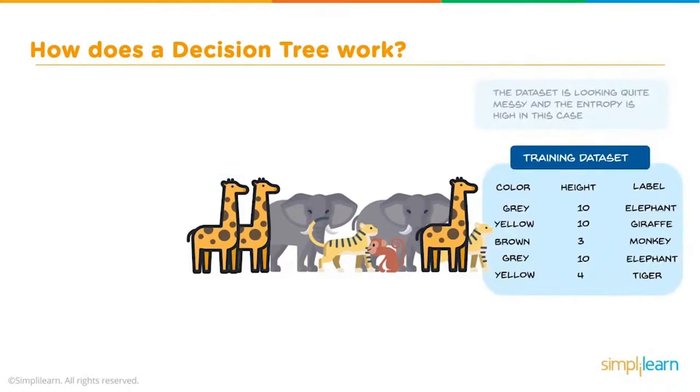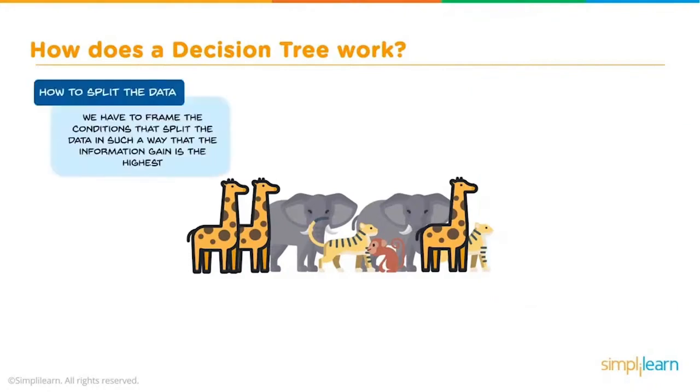So let's look at a training data set. And we're looking at color, we're looking at height, and then we have our different animals. We have our elephants, our giraffes, our monkeys, and our tigers. And they're of different colors and shapes. Let's see what that looks like and how do we split the data.